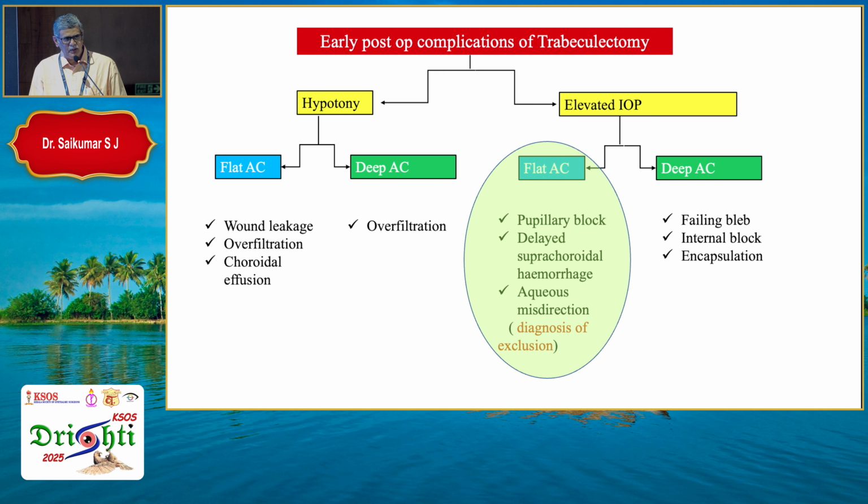The first, simpler one to think of is pupillary block, due to various reasons. Second is a delayed suprachoroidal hemorrhage, and third is malignant glaucoma, or what we call aqueous misdirection. We'll go into them one by one in slightly more detail.